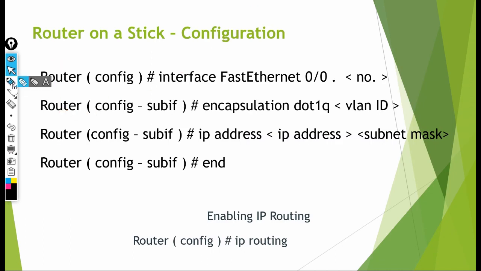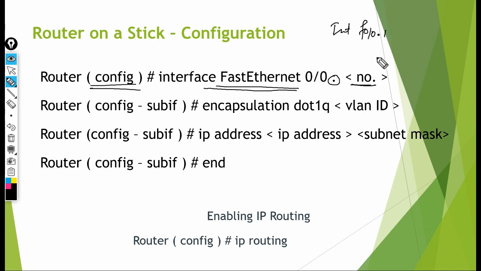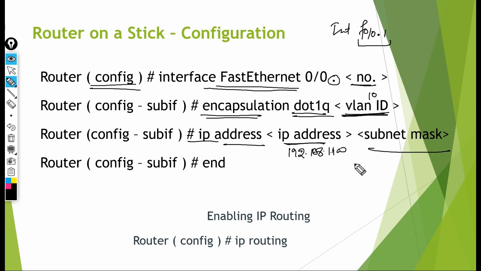See how to create the subinterfaces in routers. In configuration mode you need to say interface FastEthernet 0/0, and then use a dot and a number like this: interface FastEthernet 0/0.1. If you use this .1, it will be considered a subinterface. Then encapsulation dot1Q, and then the VLAN ID, like VLAN 10, and then the IP address, like 192.168.1.100, and then the subnet mask, and finally end.